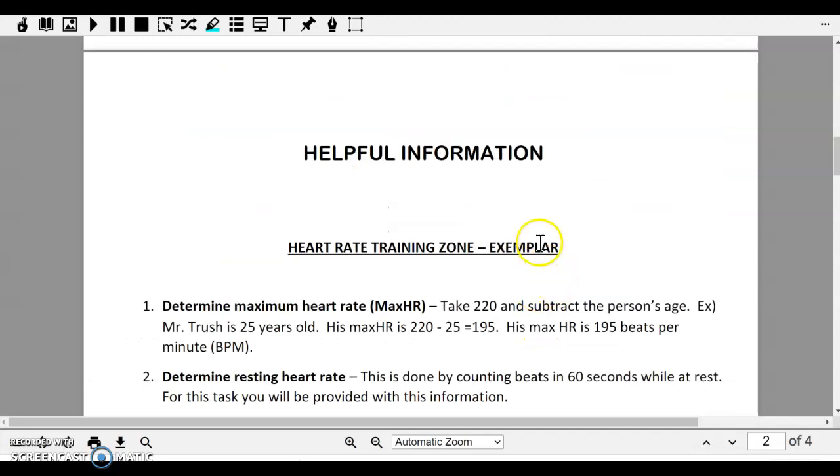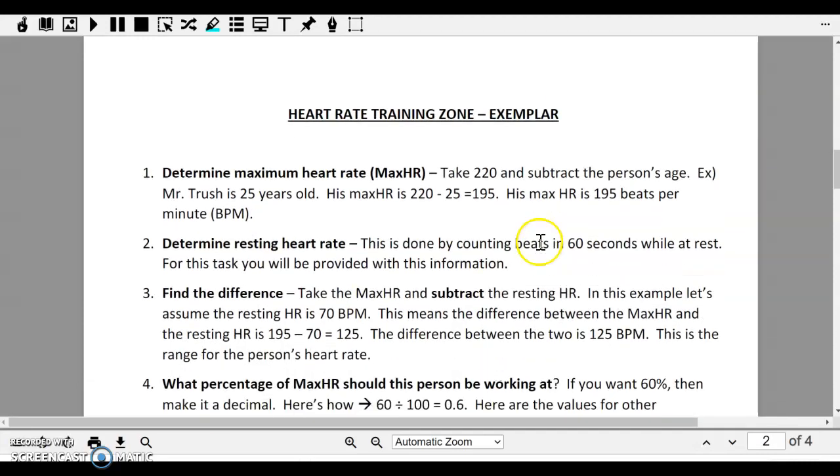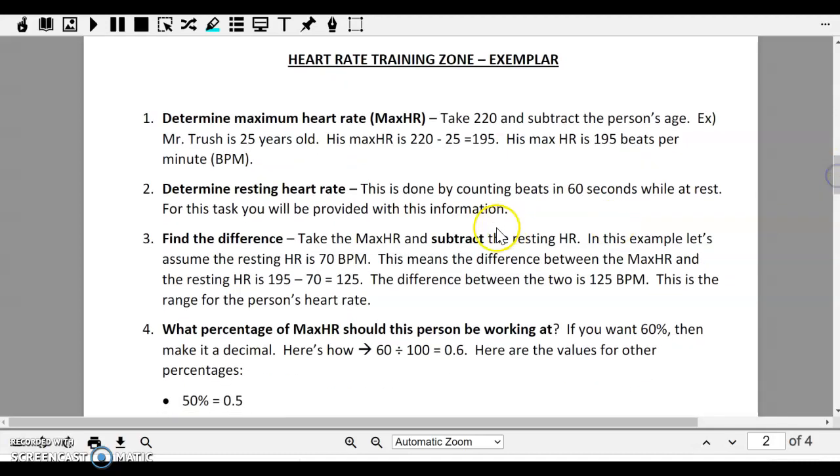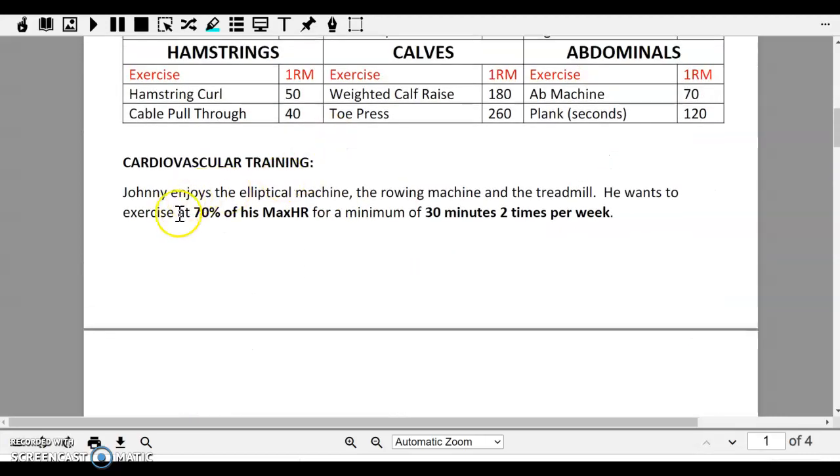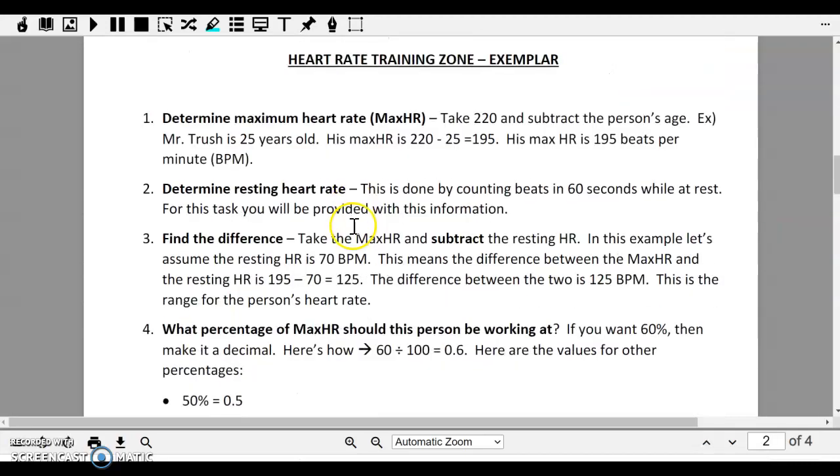I've also included some information that we talked about in class that you probably don't remember off the top of your head, with an example walkthrough of how to do it. For example, how do you figure out 70%, because Johnny wants to work out at 70% of his max heart rate? We're going to give you some helpful information to find that out. How do you get your maximum heart rate? You take the number 220 and subtract the person's age.